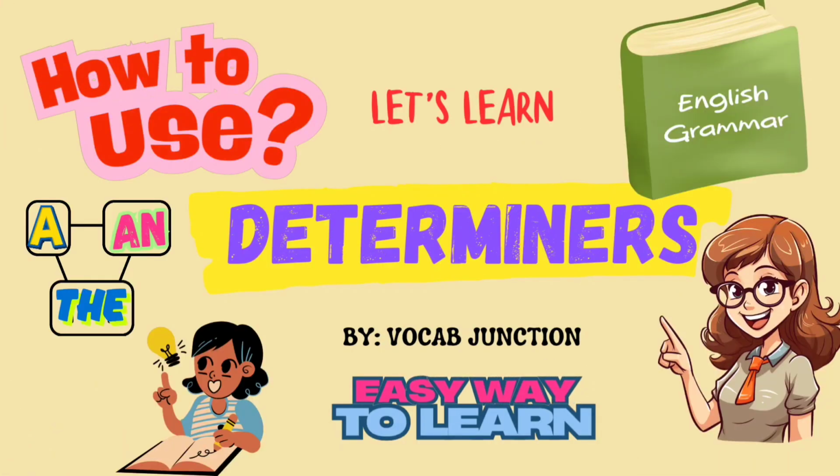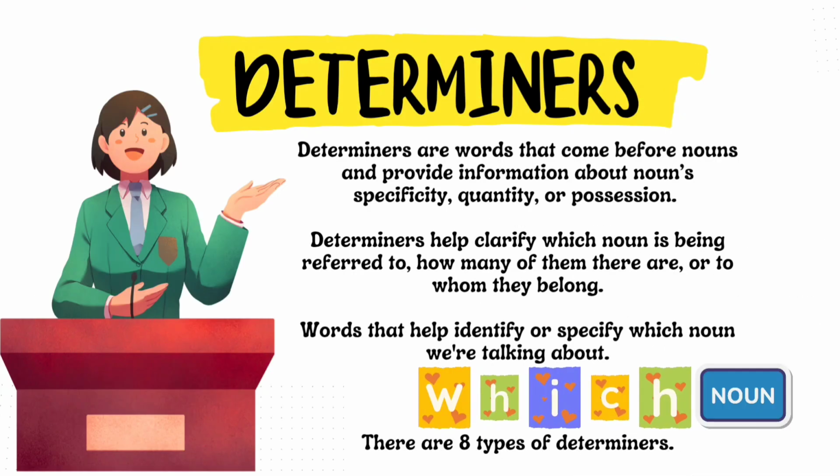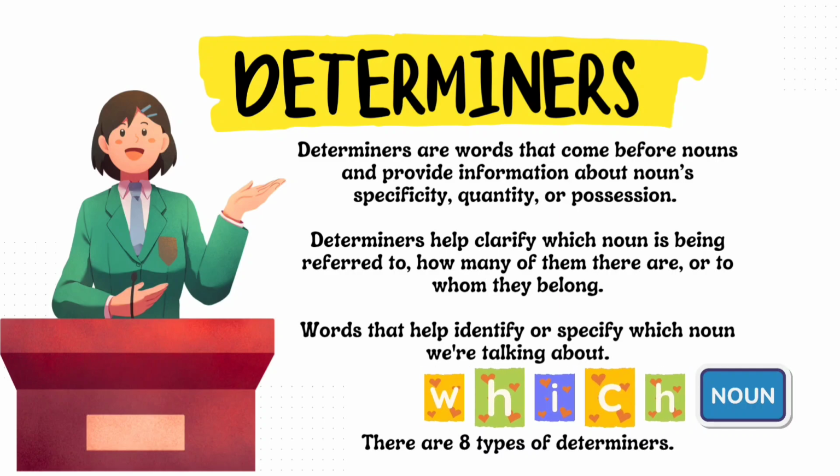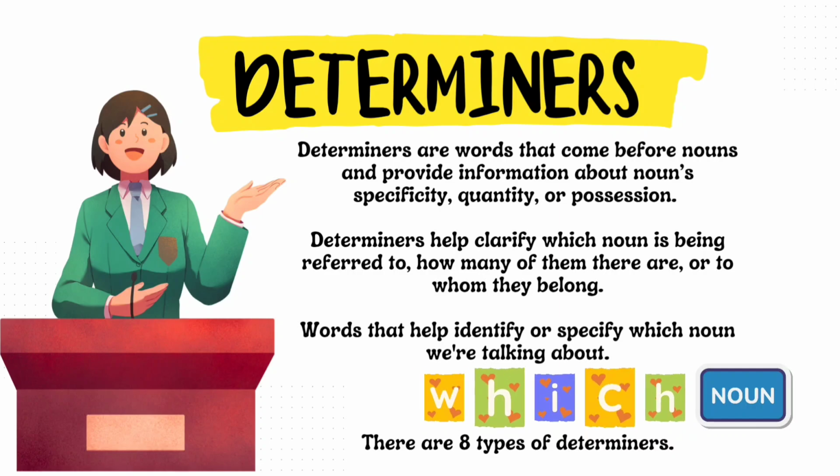In this video, we will explore determiners. Determiners are the unsung heroes of language, helping us to specify, clarify, and refine our meaning. So let's get started. Now the question arises, what are determiners? Well, determiners are words that come before nouns and provide information about nouns' specificity, quantity, or possession. Determiners help clarify which noun is being referred to, how many of them there are, or to whom they belong. Words that help identify or specify which noun we are talking about are called determiners.